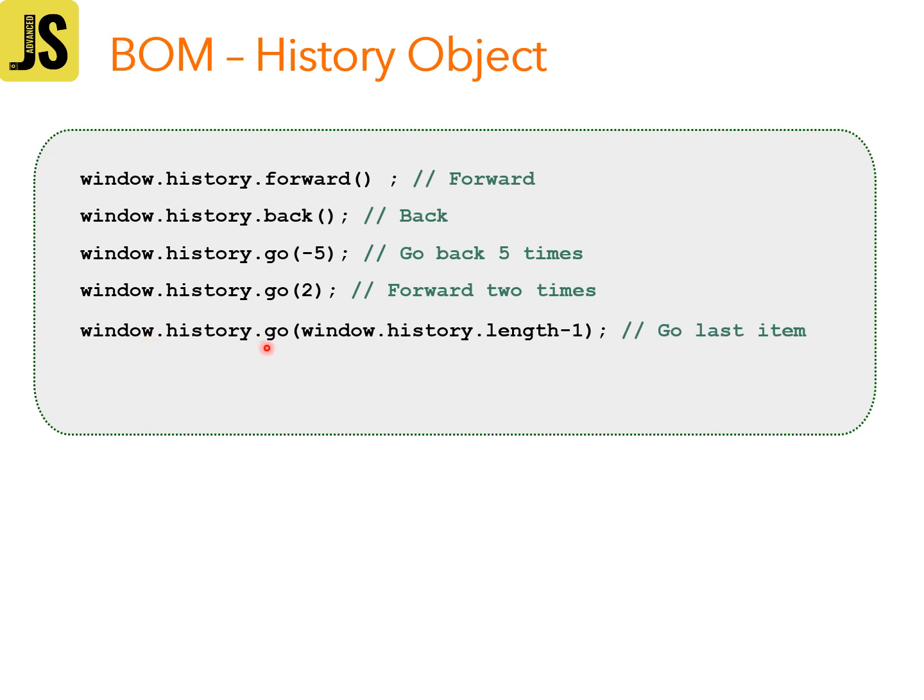Then window.history.go of window.history.length minus 1. So this is used for accessing the last item. Go last item means this command is used for moving the control towards the last item.